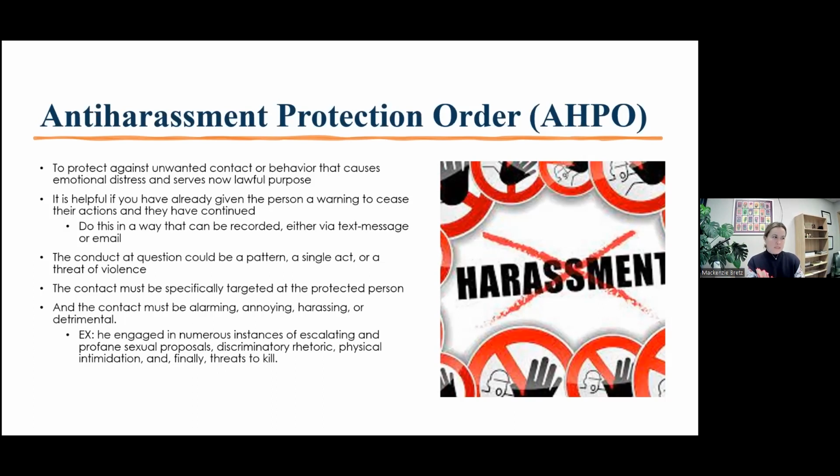However, like it says here, it could be a pattern, a single act, or a threat of violence. So it doesn't have to be consistent, but this just helps in your case if you have that. The contact must be specifically targeted at the protected person. So they have to be harassing. If I'm the one filing an anti-harassment order, the contact has to be directed at me. It can't be directed at someone else, and I feel that the other person is getting harassed.